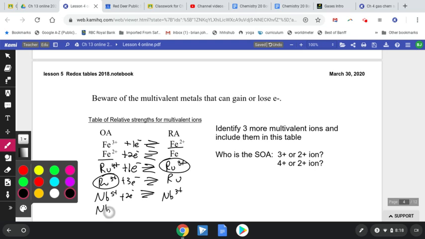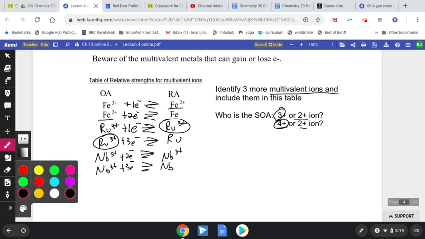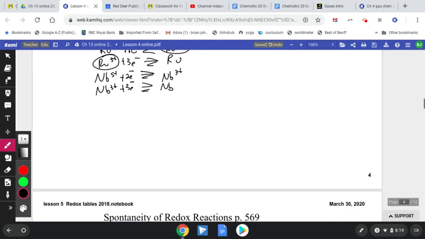And then the 3 plus can drop down to 0, or its element, by gaining 3 electrons. Okay, so there are some half reactions for the multivalent ions. If you had these two charges, which one would be the strongest oxidizing agent? The 3 plus, and the same with this pairing, the 4 plus. So the higher the charge, the stronger the oxidizing agent when you're comparing the same ions.